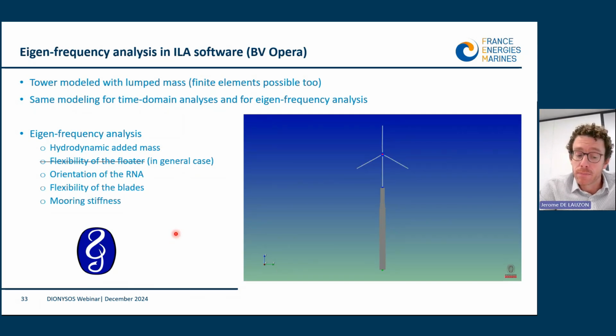Okay, so this was with a fully dedicated tool for hydroelastic analysis, but whenever we want to do the actual analysis in integrated loads analysis, so for instance in BV Opera tool, you don't have the flexibility of the floater in the general case. If you want to use a hydrodynamic database, it's not possible in general to model the floater as flexible. So here the tower is modeled with lump mass. And in Opera, we use the same model both for the time domain analysis and for the eigenfrequency analysis.